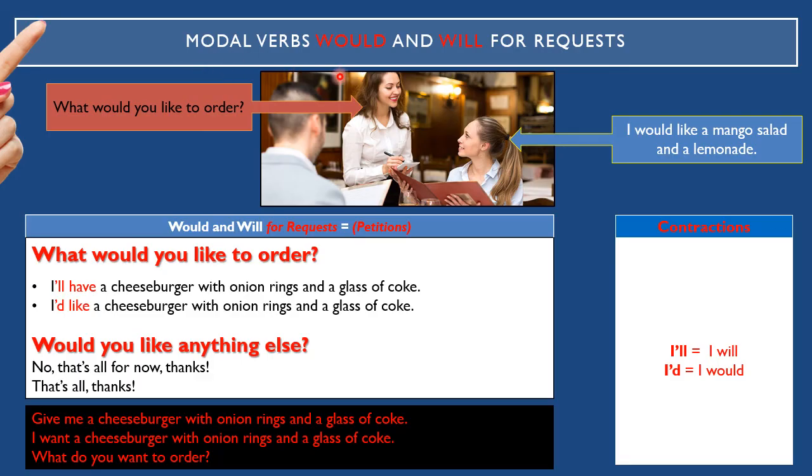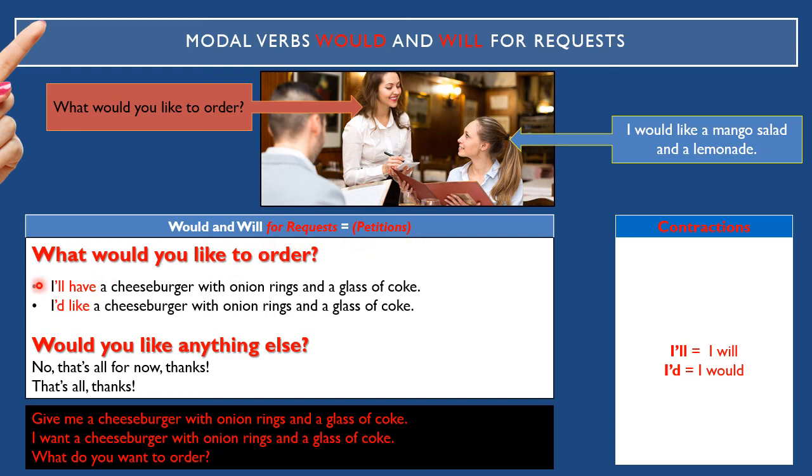Modal verbs would and will for request. Remember, a request is a petition. If you go to a restaurant, you might have a conversation similar to this one. The server says, "What would you like to order?" And you say, "I would like a mango salad and a lemonade." In this case, you mention the food after would like. Here, would and will is used for requests or for petitions.